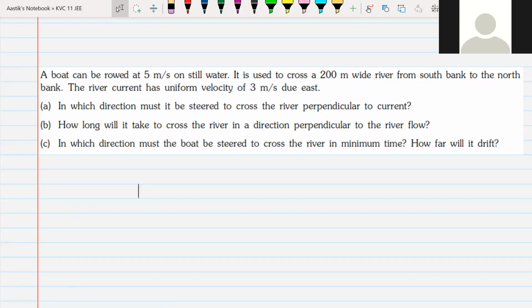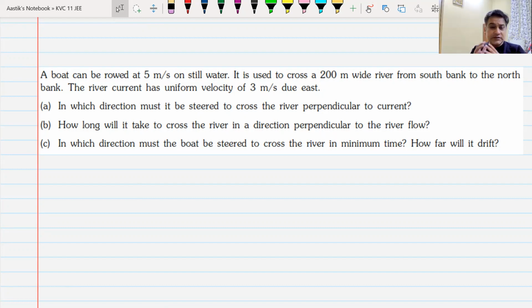A boat can be rowed at 4 meters per second on still water. It is used to cross a 200-meter wide river from south bank to the north bank. The river current has a uniform velocity of 3 meters per second towards east. In which direction must it be steered to cross the river perpendicular to the current?